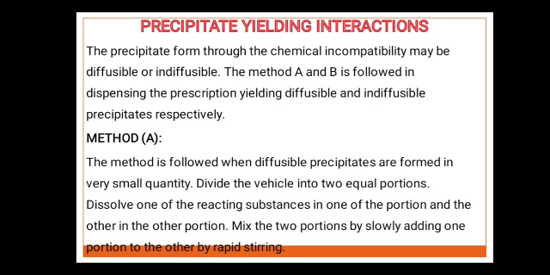After that, mix the two portions by slowly adding one portion to the other with rapid stirring. Means, one portion is added to the other portion by slow addition with fast stirring. This is method A.